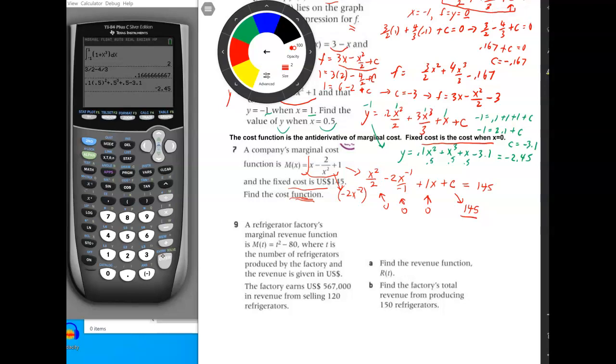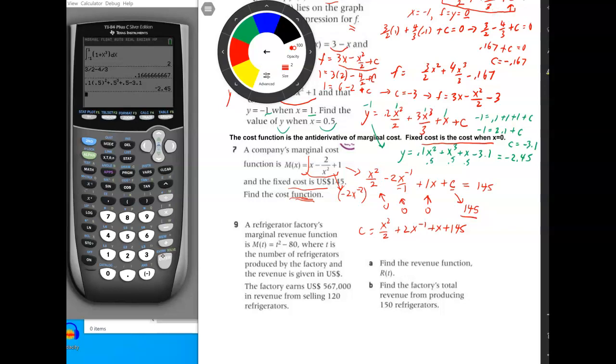Okay, so the cost function is going to be this function that I just wrote down with plus 145 at the end. Okay, so that's my cost function. Maybe a little bit confusing that I called the cost function c and then I have the plus c here at the end. I didn't mean for those to be the same.